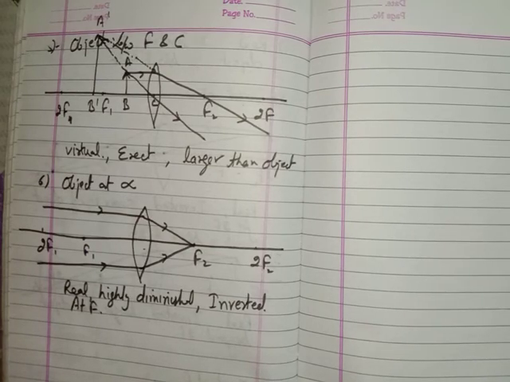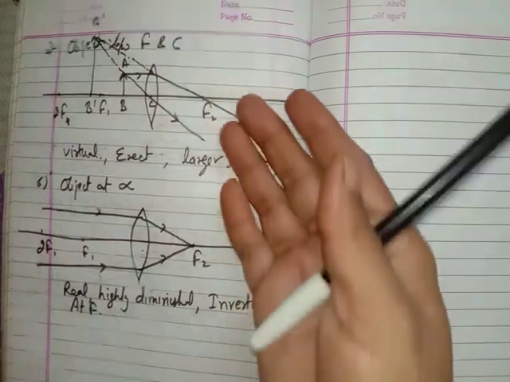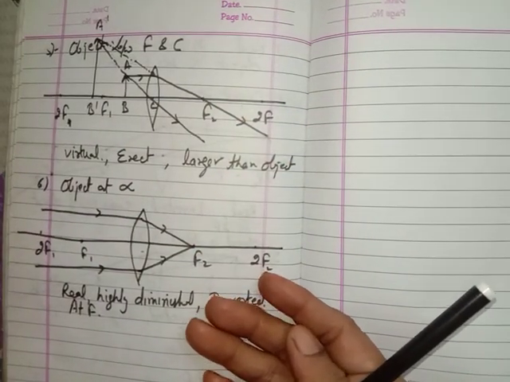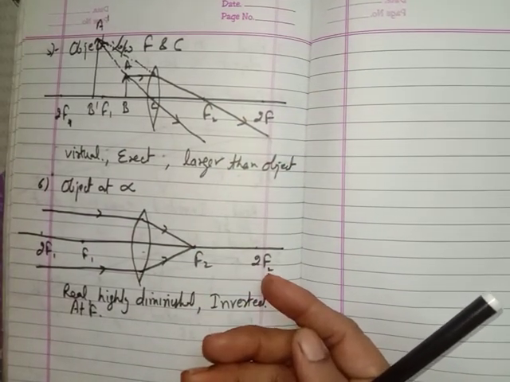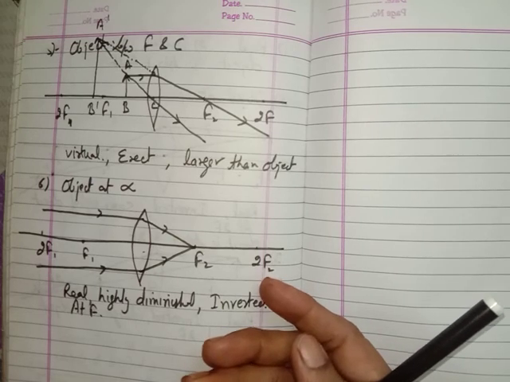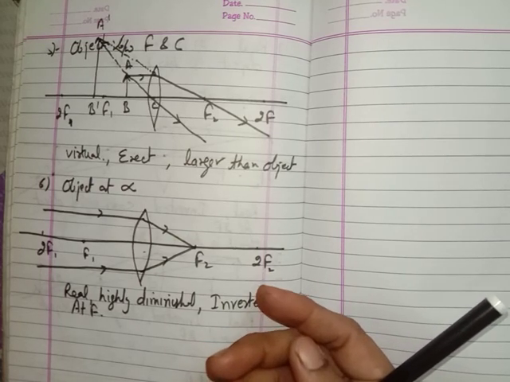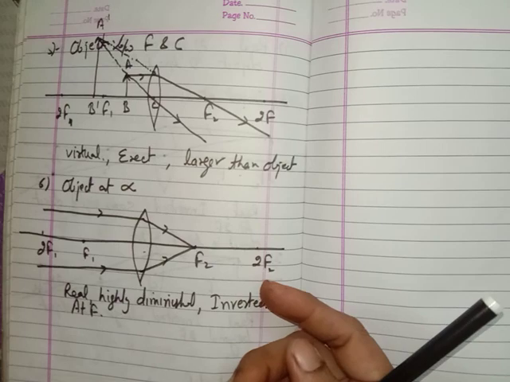You should always remember all these types of images formed by the convex lens, because it will be helpful for you to do the numericals based on the convex lens.